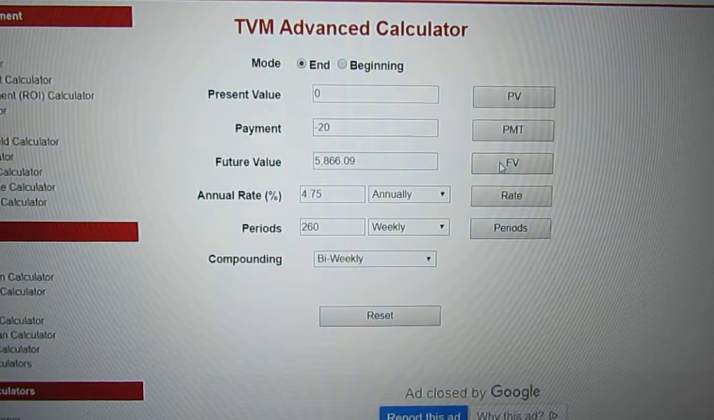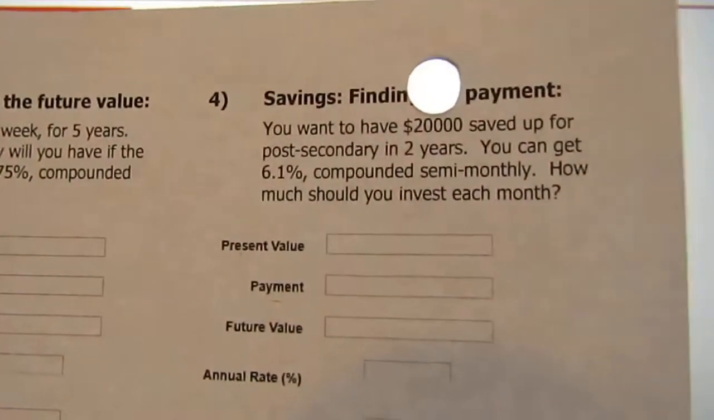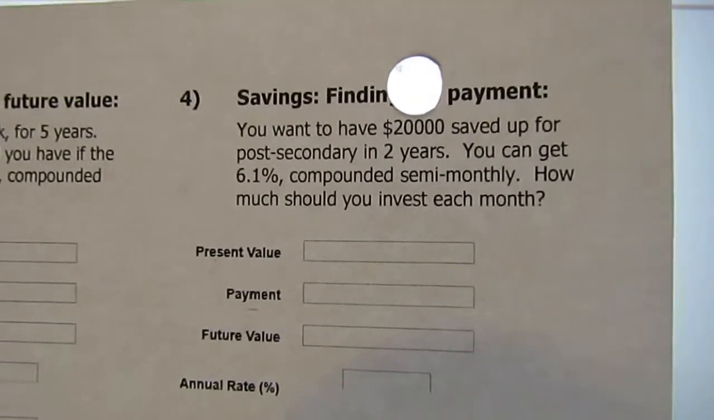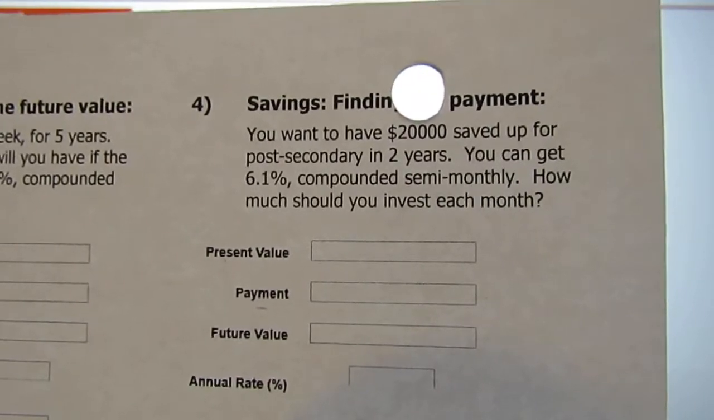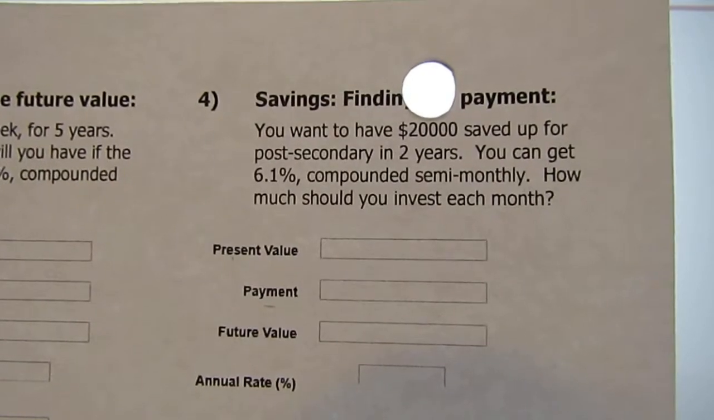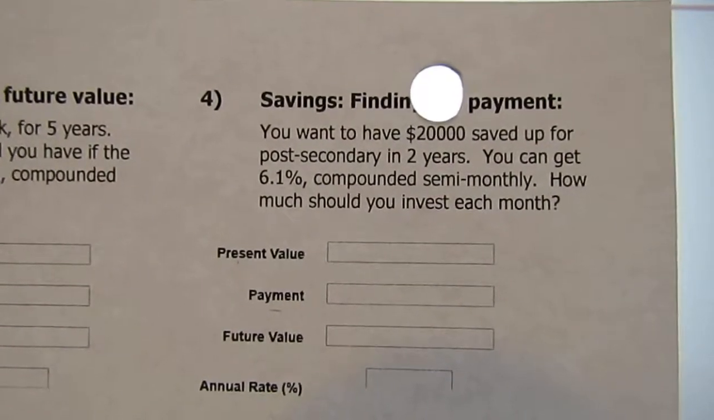Let's look at another question. This time it's still future value, but the question here asks you to calculate something different. Oh, there's a hole punched through, but it's saving, finding the payment. You want to have $20,000 saved up for post-secondary in 2 years. You can get 6.1% interest compounded semi-monthly. How much should you invest each month?